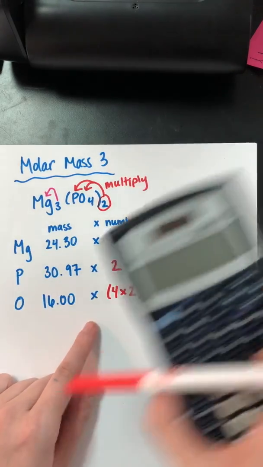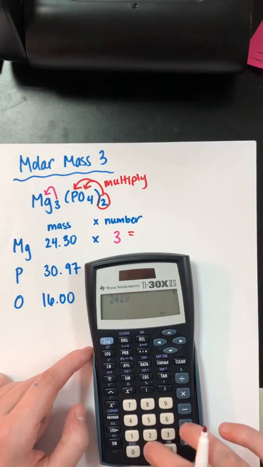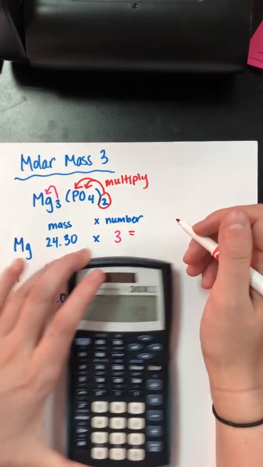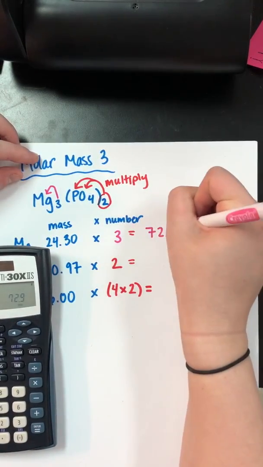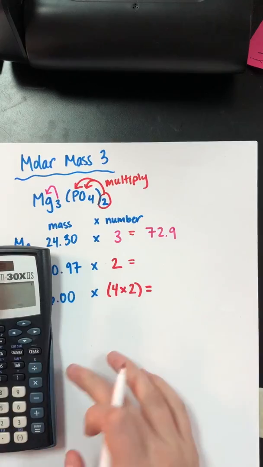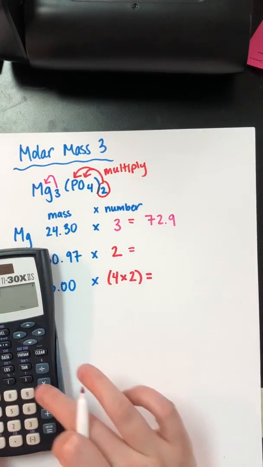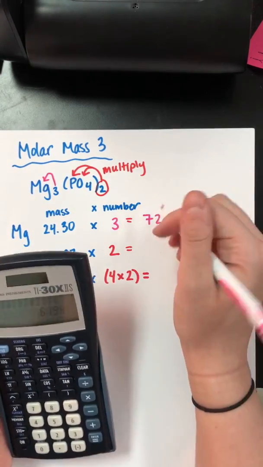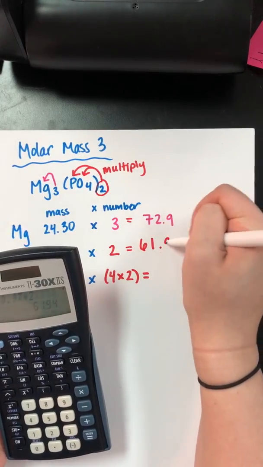So when we do these calculations, we'll type it in the calculator. 24.3 times 3 gives us 72.9. Phosphorus, 30.97 times 2, which gives me 61.94.